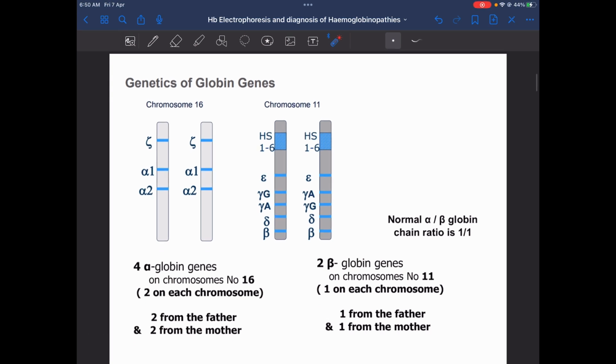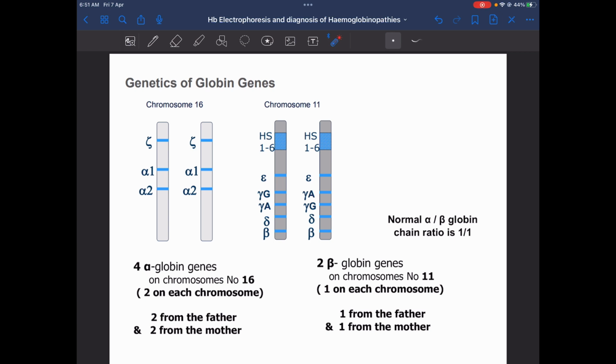Okay, so now we'll talk about the genetics of these globin genes. Now, this slide is as important as it is because this is the basis of all the disorders that we're going to talk about. If you understand this, you will understand why all of these problems are occurring, and that will help you to diagnose them, for example. So we have chromosome 11 and chromosome 16. These are the most important ones that we'll talk about in this lecture.